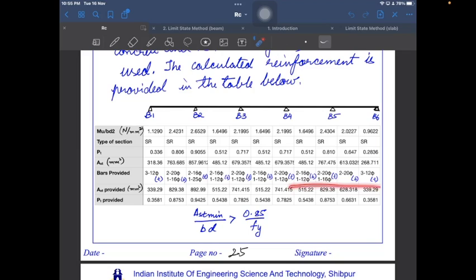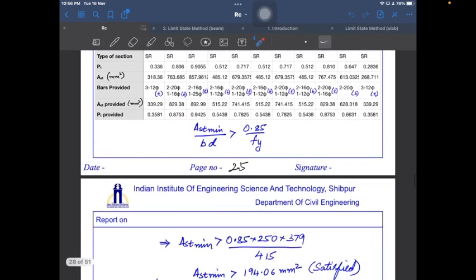Based on that, we give our reinforcement, and based on the bars which we are providing, we have calculated our AST provided from these bars. After that, using the pt formula I told you, we get pt provided for all of this. I hope things are very clear till here.